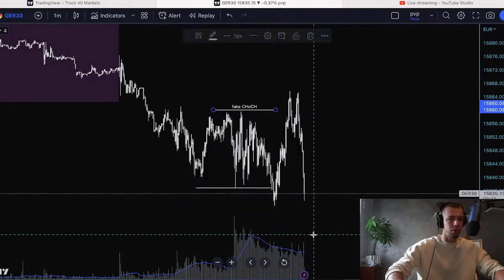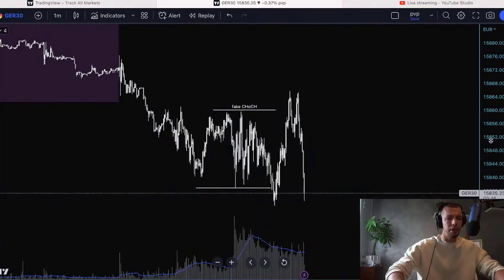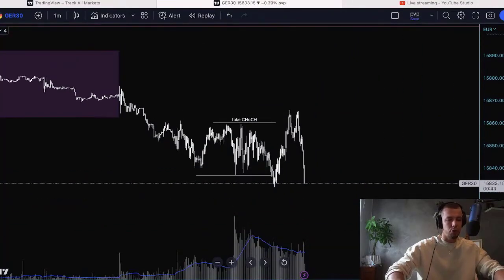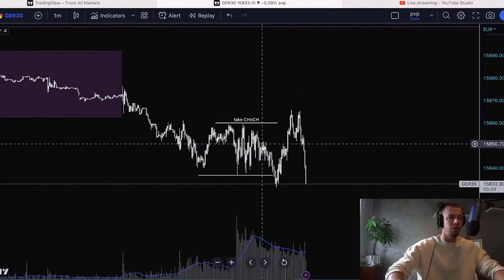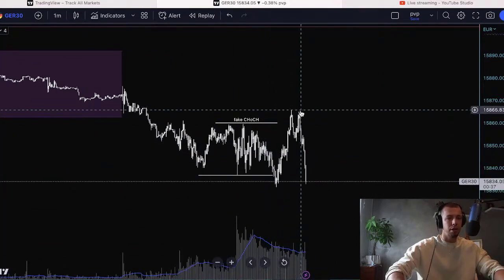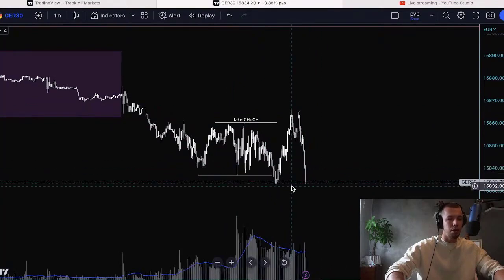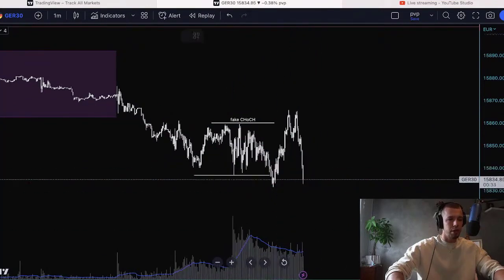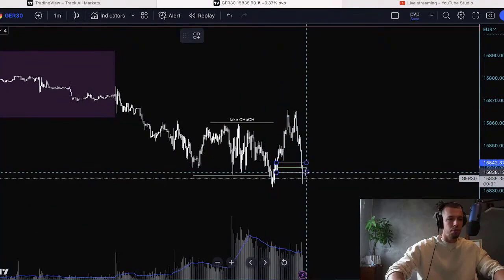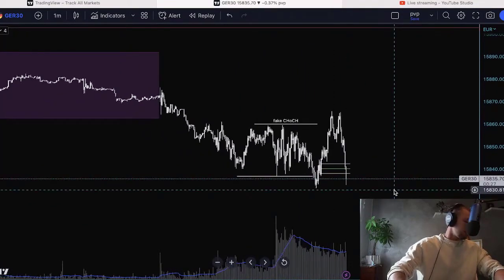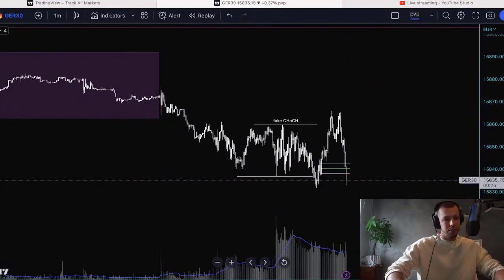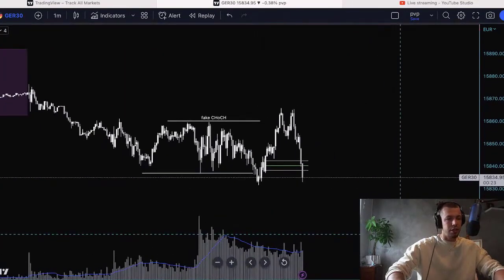We haven't broken to the downside yet, but anyway, I see this as a trap for most traders. You can call it whatever you want, but this is a fake change of character with a break to the downside and then a break to the upside. And I believe that we're about to stop out all the traders that are entering from possibly this demand area. Fake change of character is the sauce, guys. Fake change of character is the sauce.